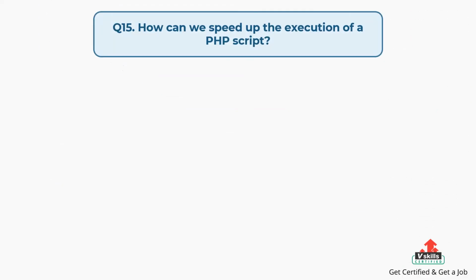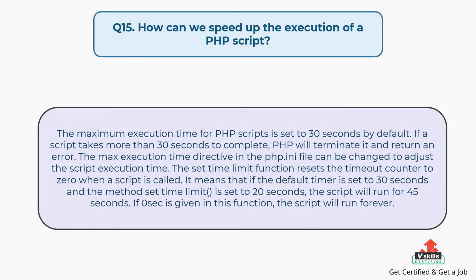Question number 15. How can we speed up the execution of a PHP script? The answer is, the maximum execution time for PHP scripts is set to 30 seconds by default. If a script takes more than 30 seconds to complete, PHP will terminate it and return an error. The max execution time directive in the php.ini file can be changed to adjust the script execution time.